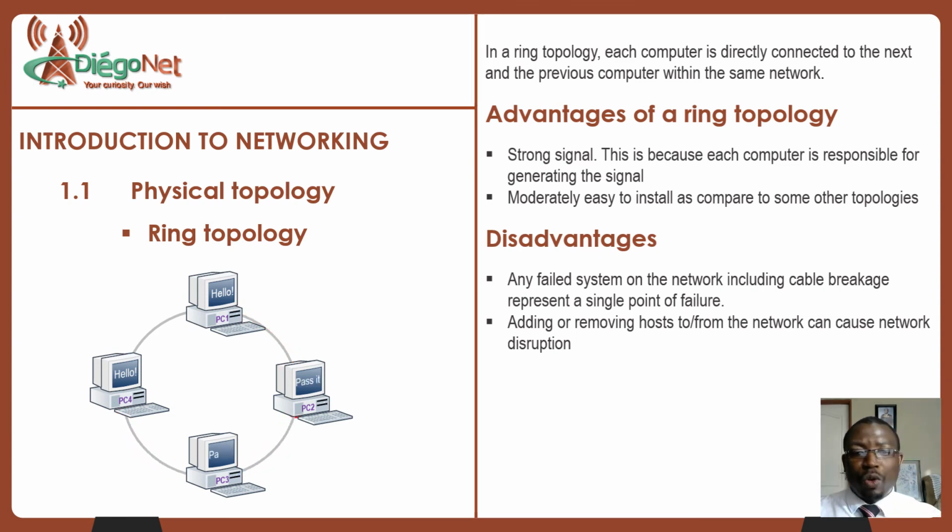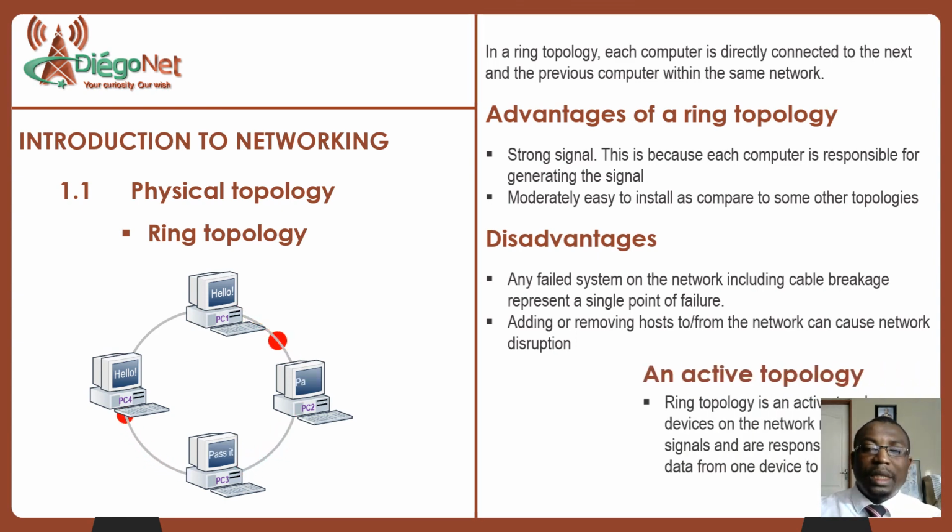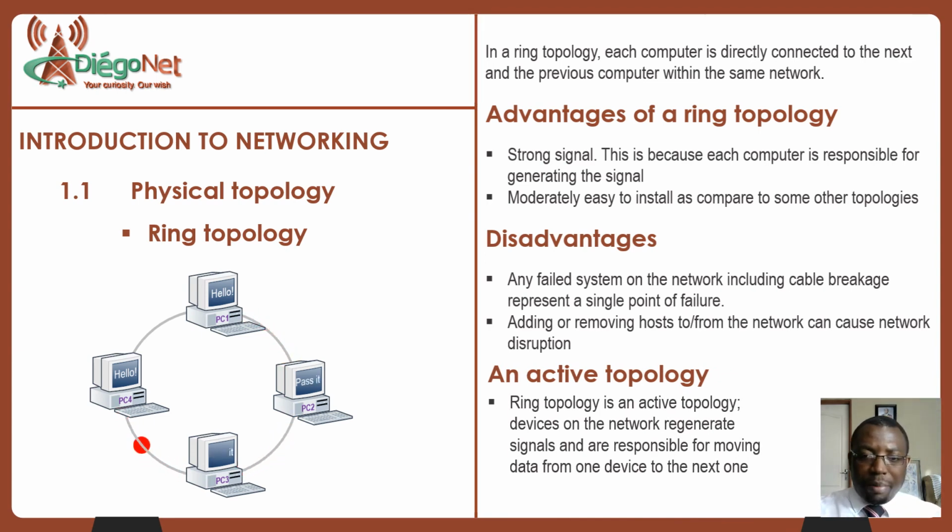Now, the last thing that you need to know about the ring topology is that ring topology is an active topology. Remember, when we were dealing with the bus topology, we said it was a passive topology. Passive because there is no device on the network that generates the signal. So when they receive any signal that does not belong to them, they drop it. But with the ring topology, it is an active topology. This is because any signal sent by a PC, when the PC receives that signal, it regenerates the signal and sends it across the network. So ring topology is an active topology. Devices on the network regenerate signals and are responsible for moving data from one device to the next one.